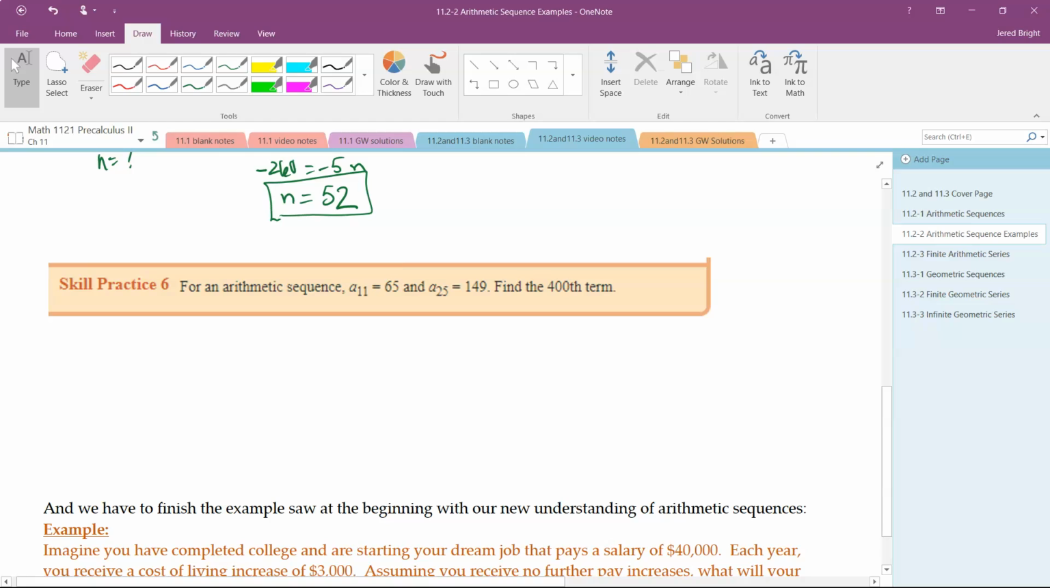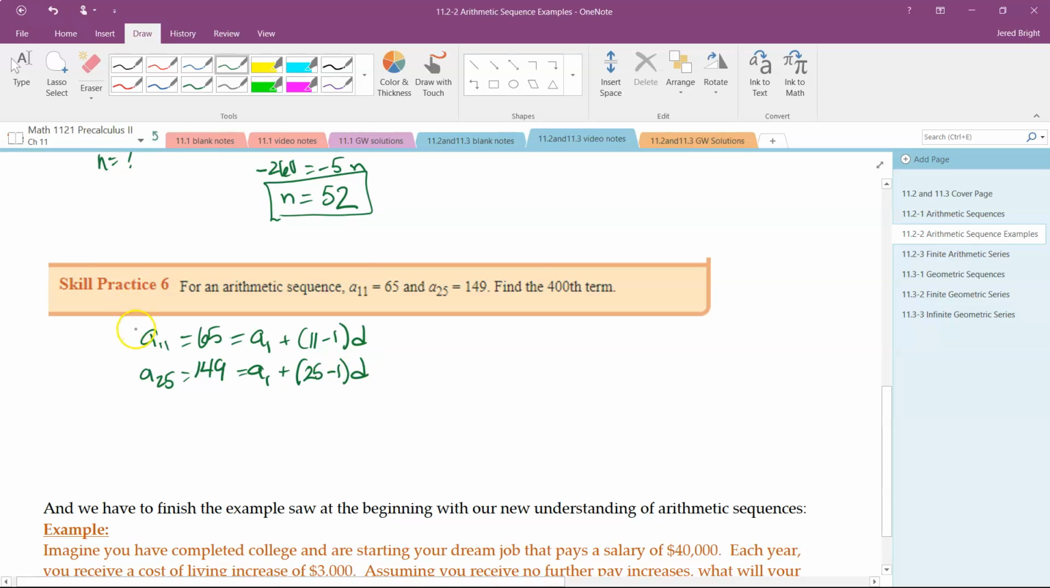One more example, and then I'm going to have you pause and try the next example on your own. So here we have a11 and a25. We want to find the 400th term. Now this one is a little bizarre, because we know a11 is 65, and if we think about this in terms of the formula, this would be a1 plus 11 minus 1 times d. Similarly, a25 is 149, which is equal to a1 plus 25 minus 1 times d.